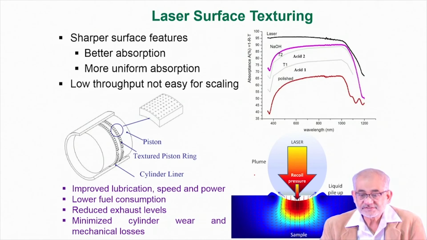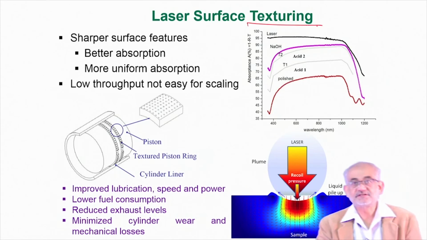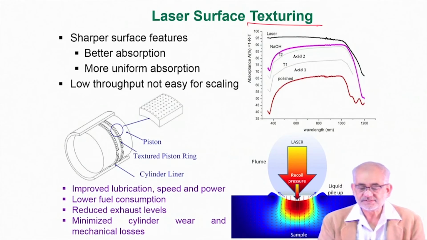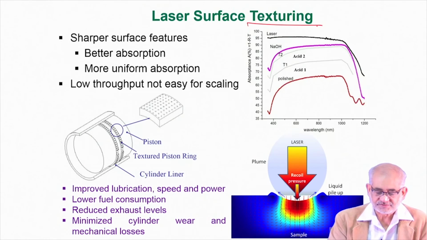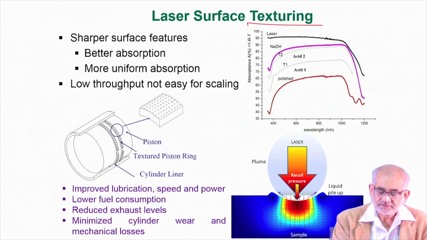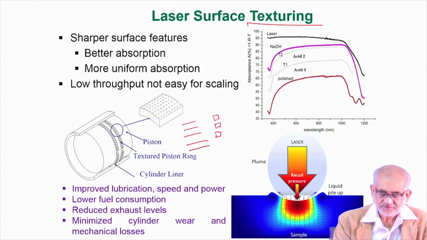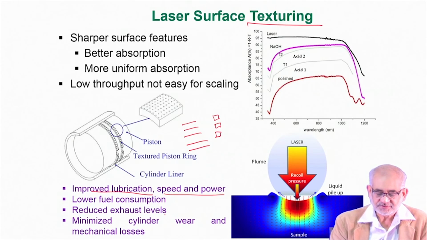We can also do texturing, which is different from crystallographic texturing. We are not orienting the crystallites in certain crystallographic directions. Here we are basically creating a certain pattern on the surface: tiny little holes or small markings at regular intervals, or grooves at regular intervals. All these cuts or grooves or dents create a very nice geometric pattern on the surface, which improves the lubrication, allows higher speed of rotation, higher power, and also reduces fuel consumption.